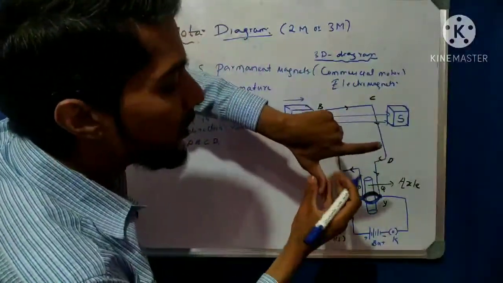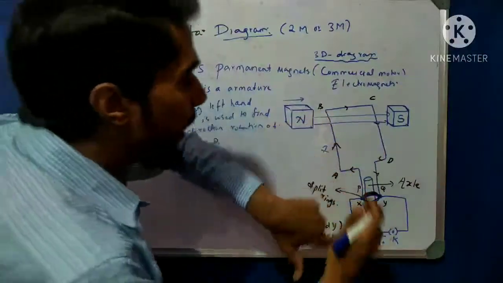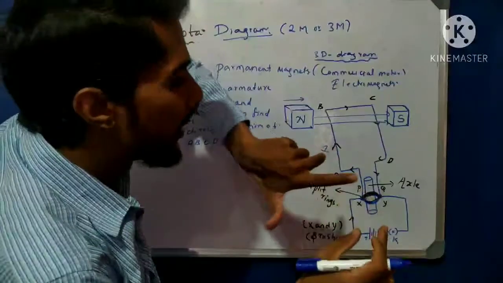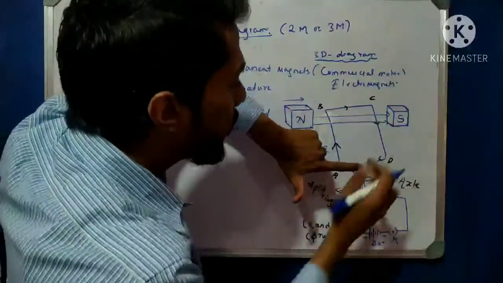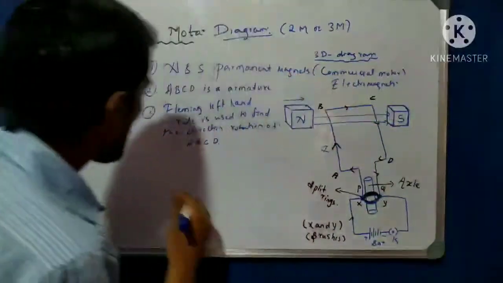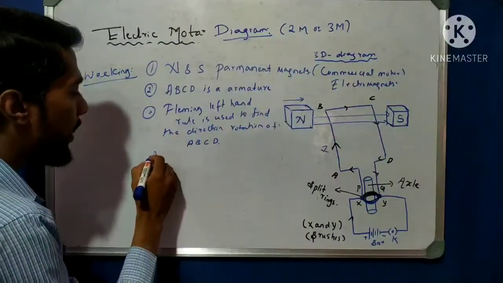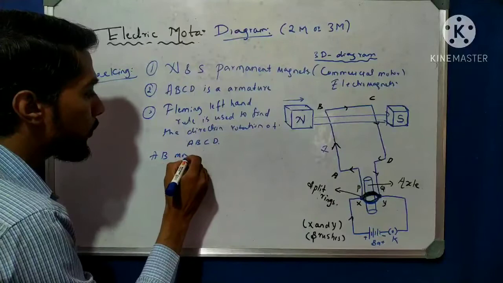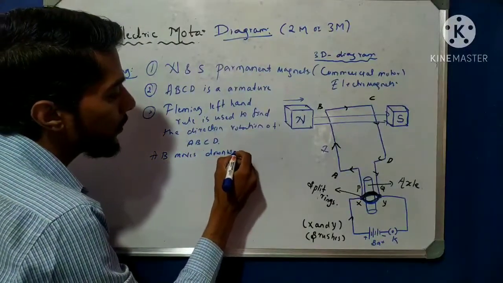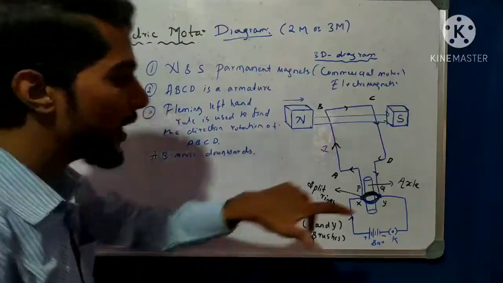So what happens? This shows the movement of a conductor. Here current in AB is in this direction. So the thumb indicates the current in this direction, and the magnetic field in this direction. So what about AB? AB moves downwards. By Fleming's left hand rule, AB moves downwards.